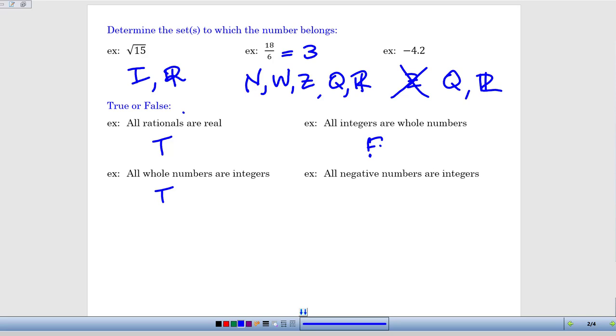And then lastly, we kind of touched on this idea with the last example up above. Not all negative numbers are integers. So there's a counterexample provided right on the page for us. So we know that this statement is false. If it's an integer, it's not a decimal. No fractions, no decimals.